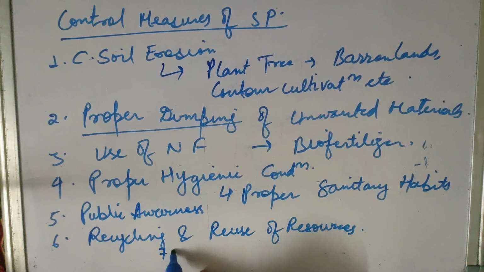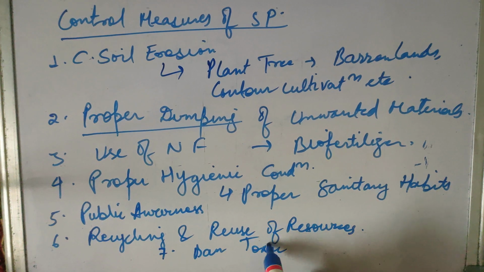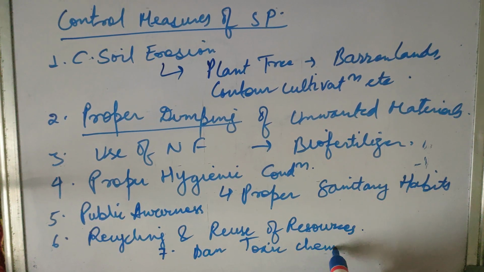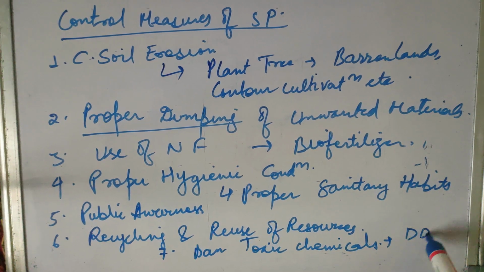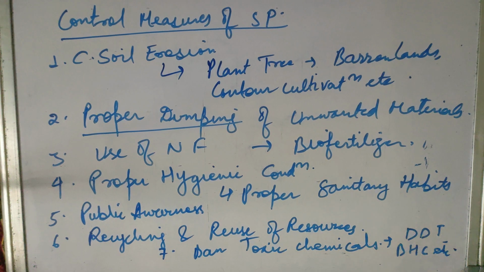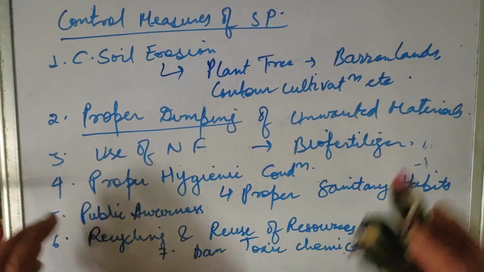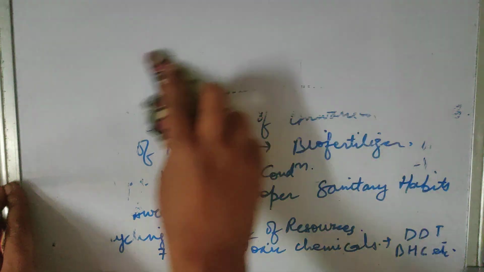We need to ban toxic chemicals like DDT, BHC, etc. This is how we can control soil pollution, and that is all for today.